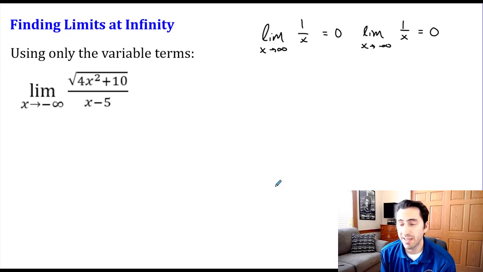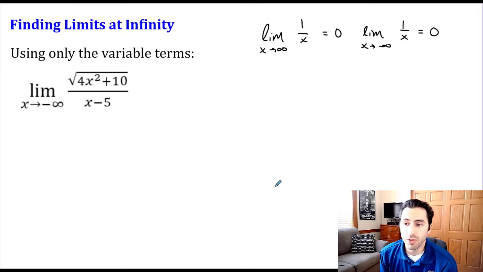Now, sometimes I cannot always get 1 over x or some form of that in my function. So that's why I want to take a look at some other methods to find limits at infinity. The first such method is using only the variable terms. So I have an example here. The limit as x approaches negative infinity of the square root of 4x squared plus 10, all divided by x minus 5. Okay, so our x values are getting very, very negative.